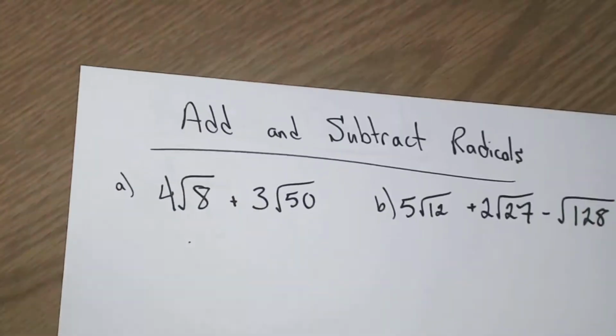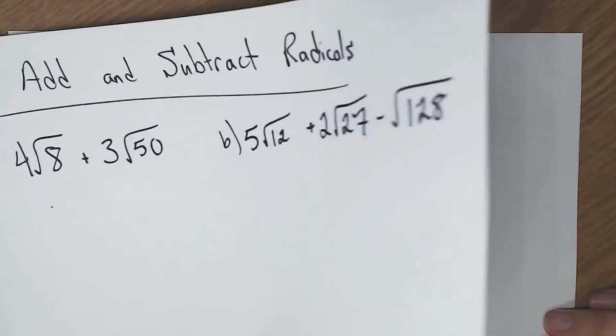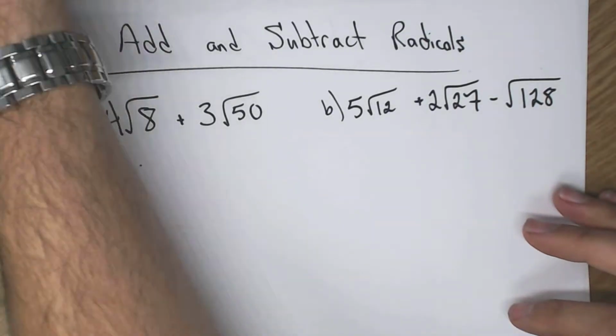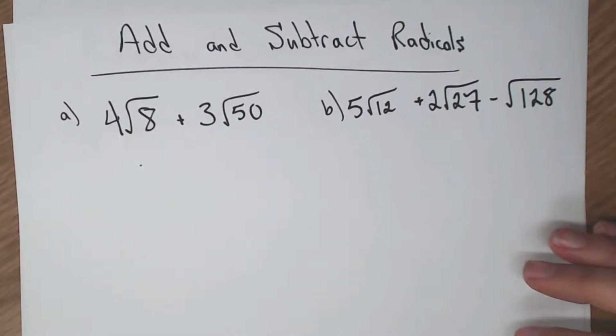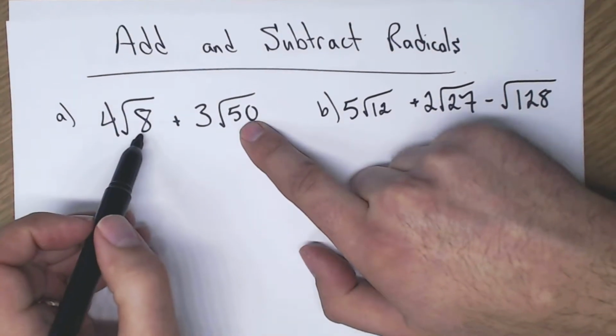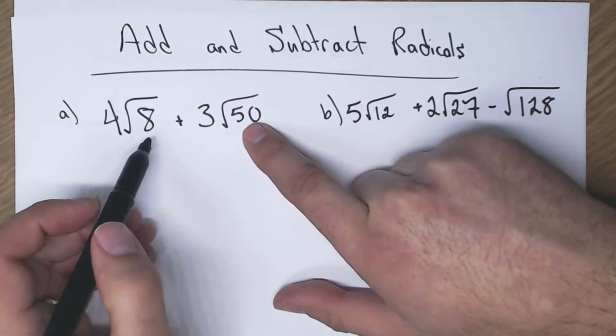Next one, and we're almost done. This one and one more page. So we're adding and subtracting radicals. When we're doing that, we have to make sure that the radical is the same. 8 and 50, they are not the same, so I have to try and simplify this first.